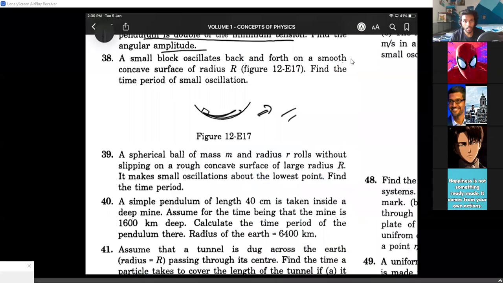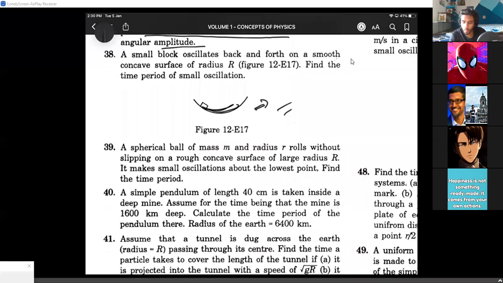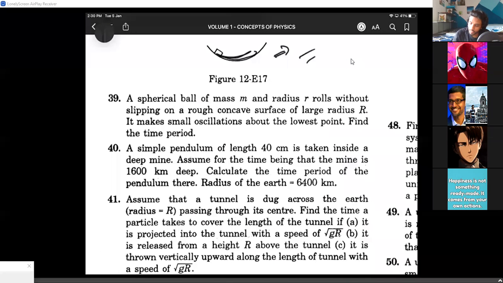Again, the reason I'm discussing all the models right here is there are maybe 10 times more different models in SHM. So that is why I'm discussing these, so that you people can go and solve the other problems. So look at problem number 40. Pendulum of length 40 centimeters is not 1 meter. So it's not a seconds pendulum. For a seconds pendulum, the length of the pendulum is 1 meter. I already mentioned that. So a simple pendulum of length 40 centimeters taken inside a deep mine.